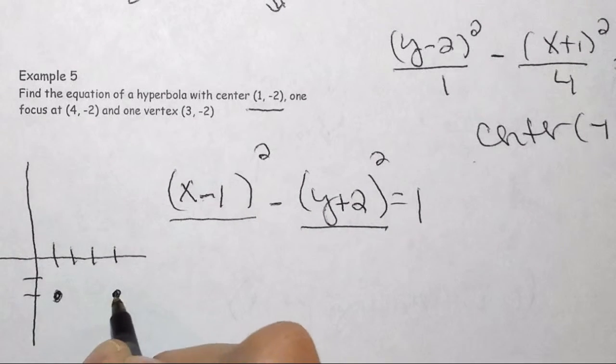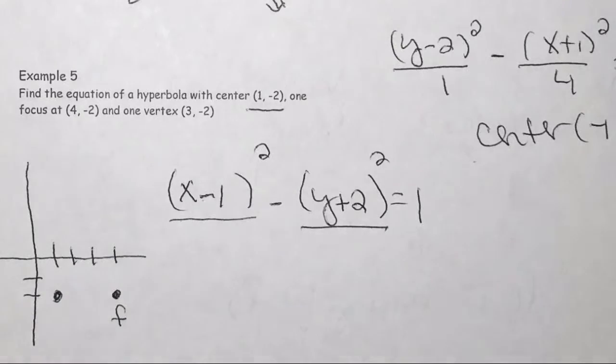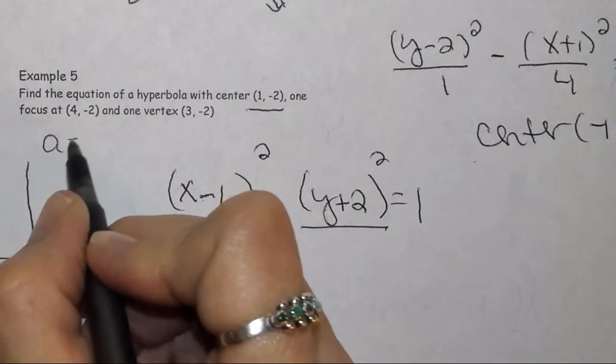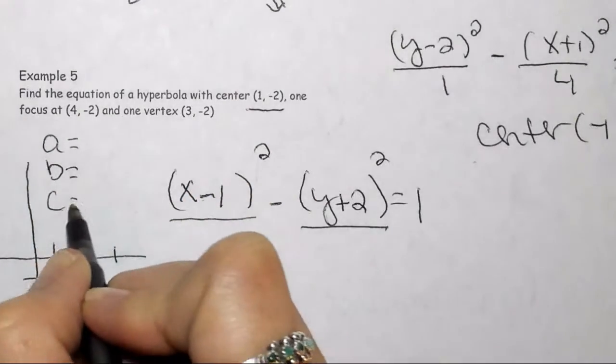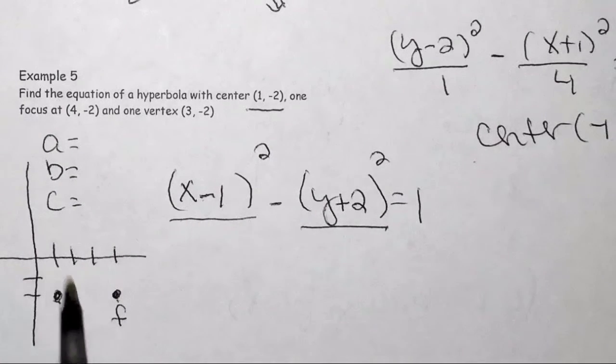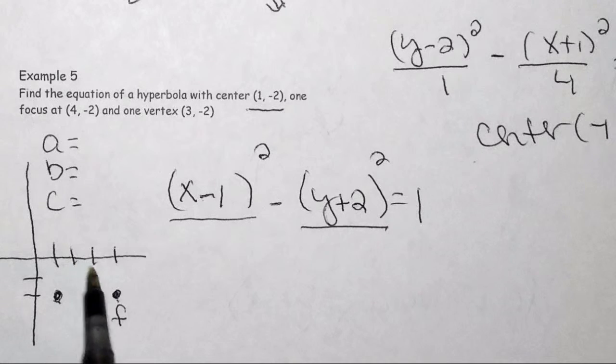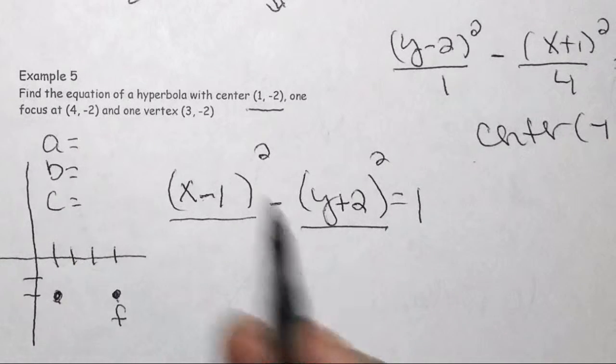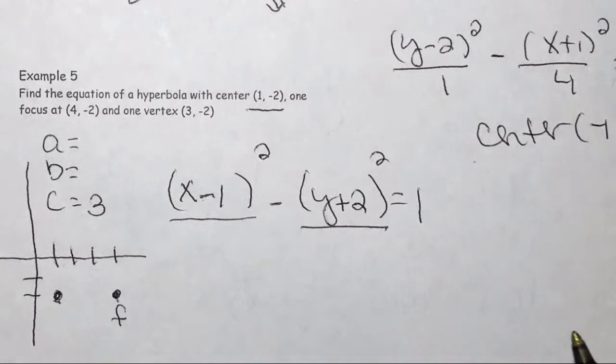They gave me the center and the focus. Did they give me A, B, or C? If they give me the center and the focus, what letter is that? C. How far apart are those? 4. Nope. 3. So my C is 3.